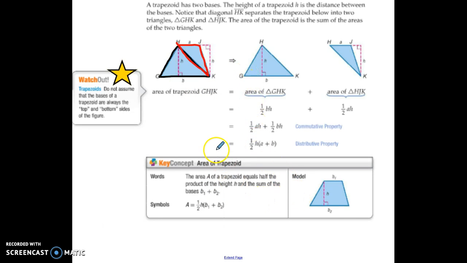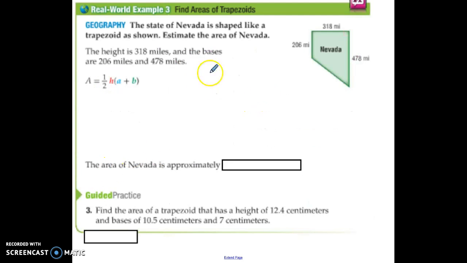So a trapezoid only has 1 pair of parallel sides. Those are always going to be your bases. The parallel sides will always be your base. So here's our last example, real world example. Anyone that's looked at the state of Nevada, it looks like a trapezoid. Okay, so what are my bases for Nevada? Well, my bases are always the 2 sides that are parallel. So it's going to be the 206 and the 478.